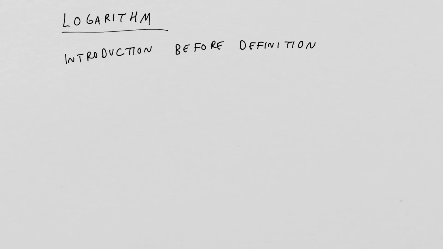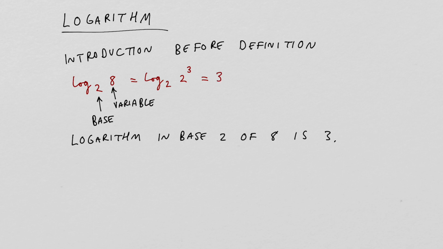Let's talk about logarithms and give some introduction before we make the definition. We can take logarithms in some base of some numbers. And the way the logarithm works, if the number happens to be a power of the base, then we get the power. We would say that the logarithm in base 2 of 8 is 3. Or more shortly, logarithm 2 of 8 is 3.